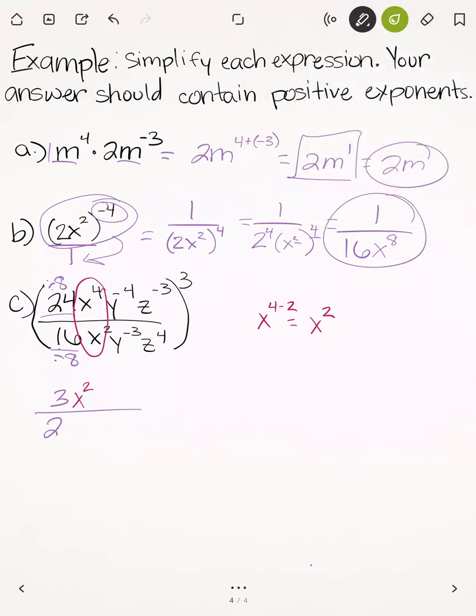Okay, now I move on to the next variable, my y's. I have y to the negative 4 power and y to the negative 3rd power. They're being divided, so we subtract their exponents. So that gives me y to the negative 4 minus negative 3. Well, we all know that 2 negatives make a positive, which gives me negative 4 plus 3, and that is a negative 1. Well, right now that would be in the numerator. I don't want a negative exponent, so it falls to the denominator. Just like that.